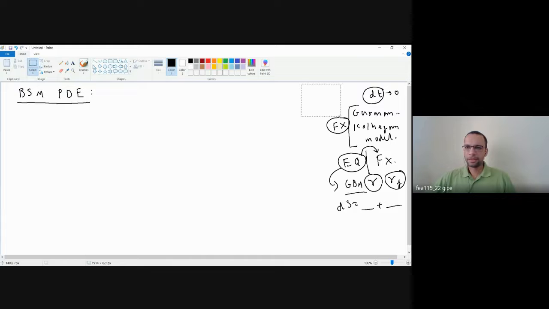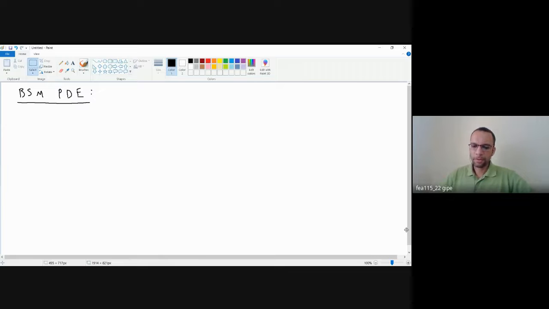So this is something which I can just erase because this was for our discussion. Okay, so coming back to our equity setup, which is the Black-Scholes-Merton, I'd like to define my portfolio.